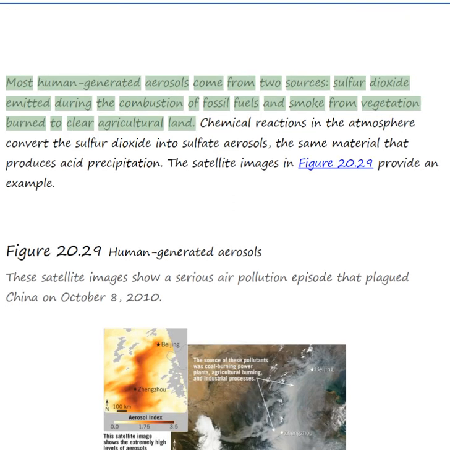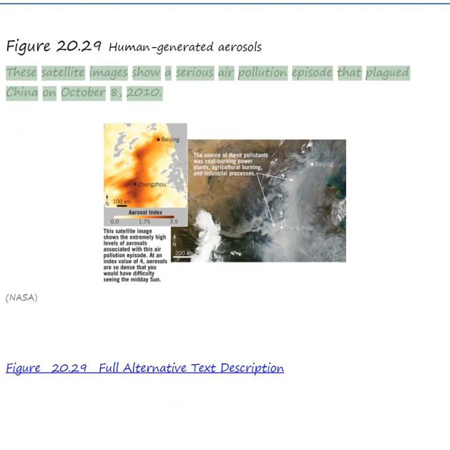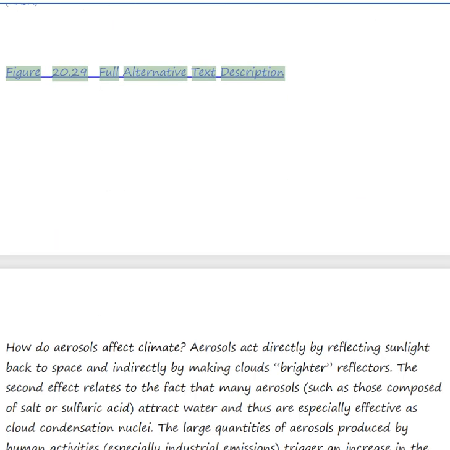Most human-generated aerosols come from two sources: sulfur dioxide emitted during the combustion of fossil fuels and smoke from vegetation burned to clear agricultural land. Chemical reactions in the atmosphere convert the sulfur dioxide into sulfate aerosols, the same material that produces acid precipitation. The satellite images in Figure 20.29 provide an example. These satellite images show a serious air pollution episode that plagued China on October 8, 2010. Figure 20.29 Full alternative text description.